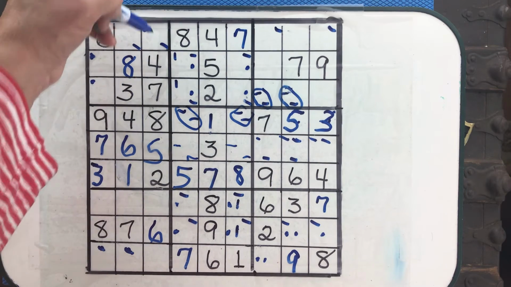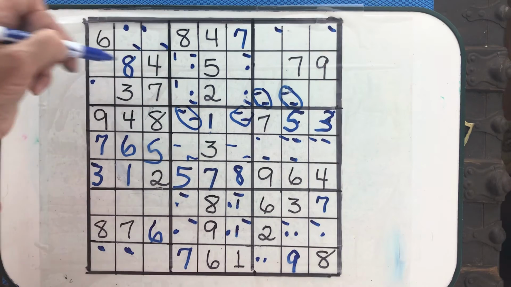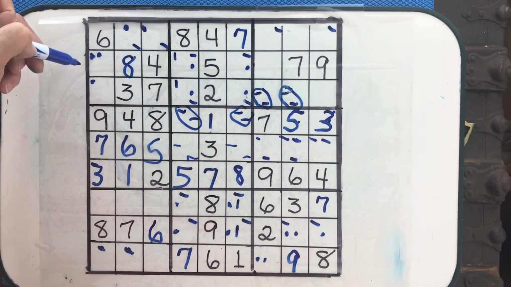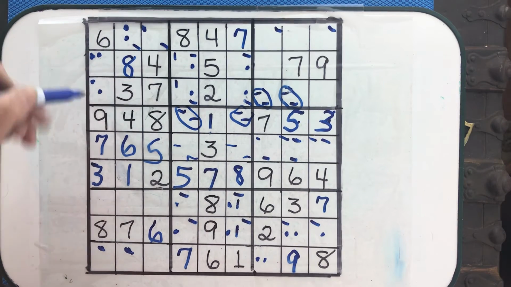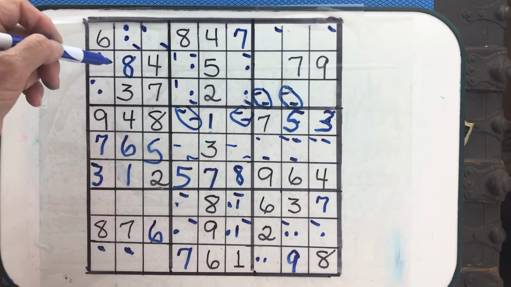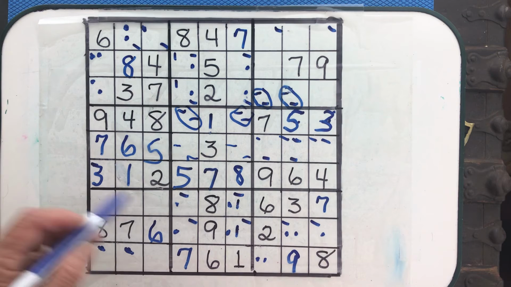2 can't go here, and 2 can't be here, so 2 would be here or here. 3, 4, 5 here, 5 there, 5, 6, 7, 8, and my 9's right here. Let's go down to this one.